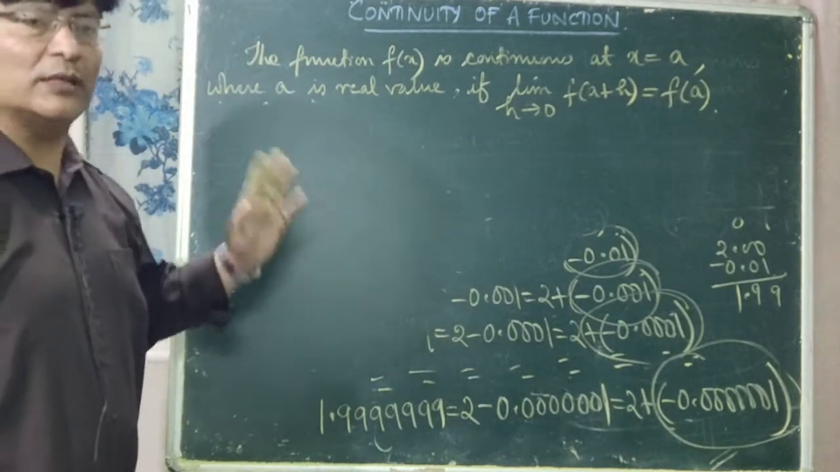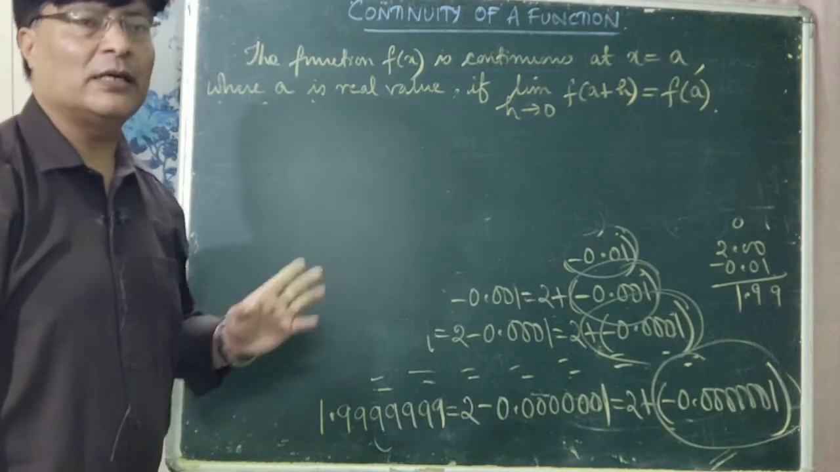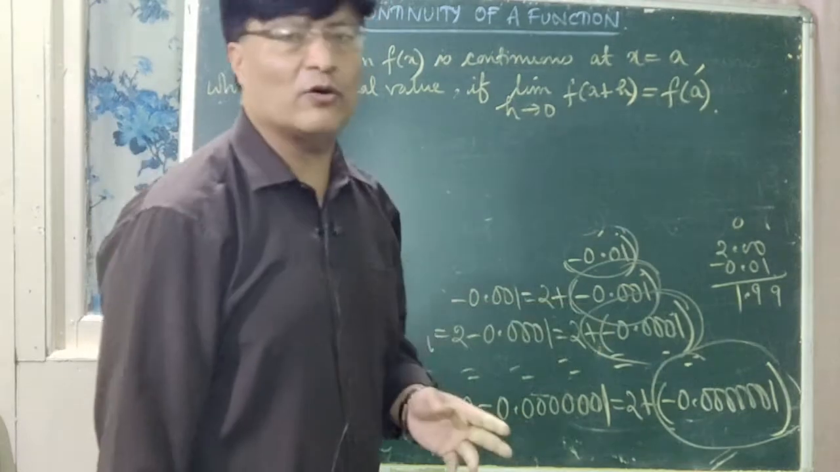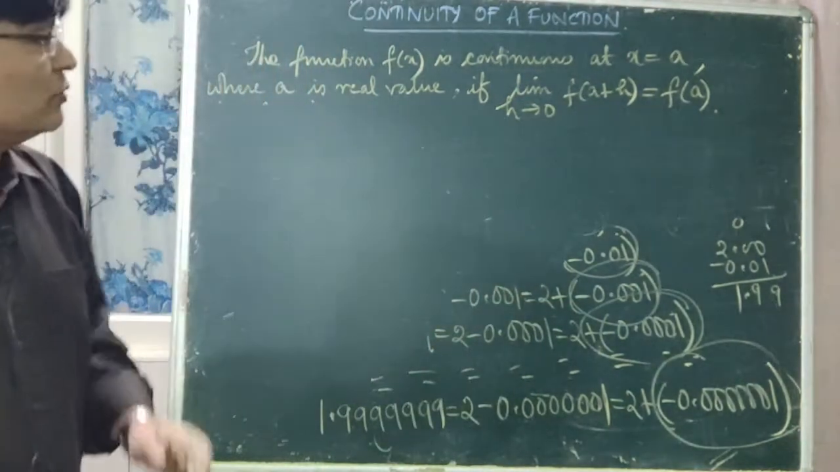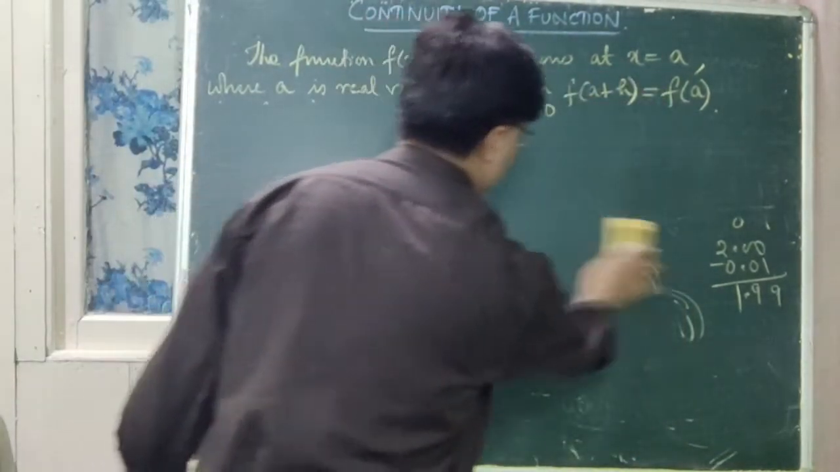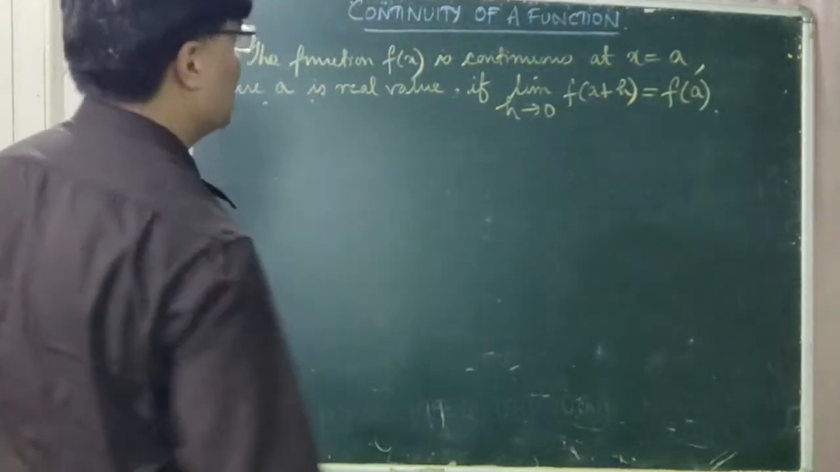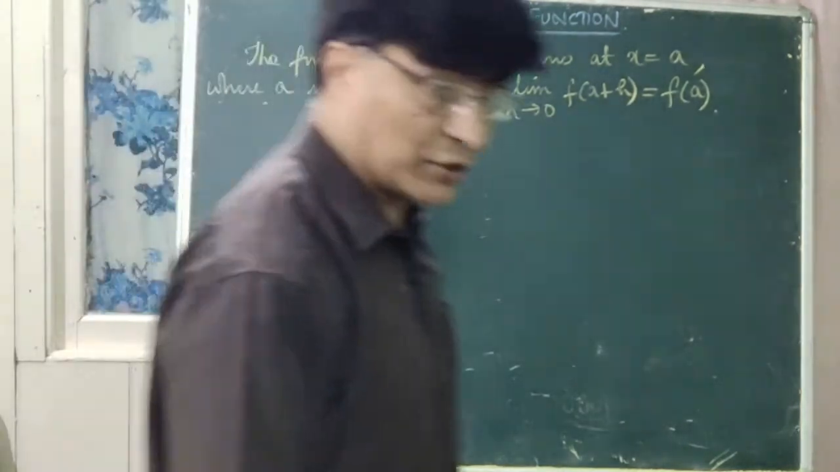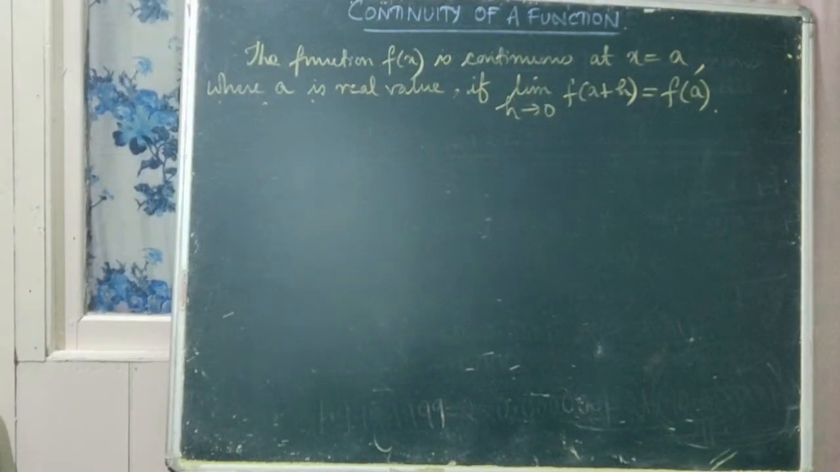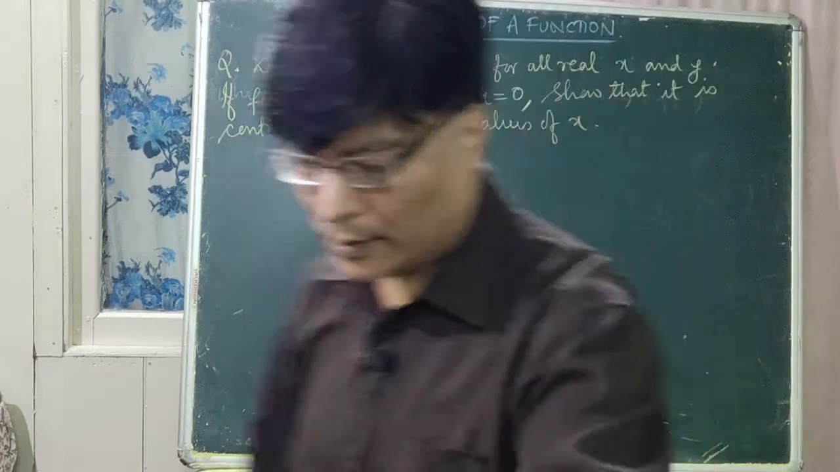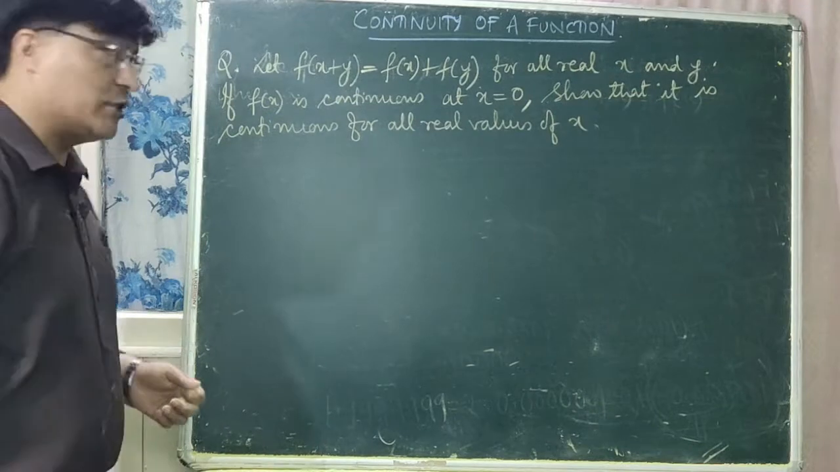So I think you have understood the definition of continuity of the function f of x at x is equal to a. So this is another way of writing the definition of continuity of a function. So you can copy it now. So you can copy this definition of continuity of a function. Okay, so now we'll do a theorem now. So now we'll do this theorem or question.